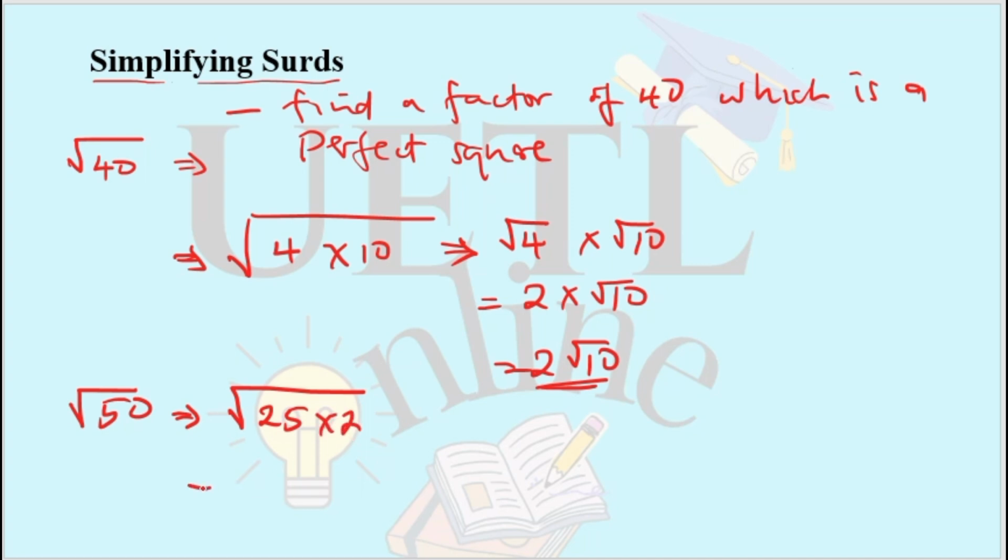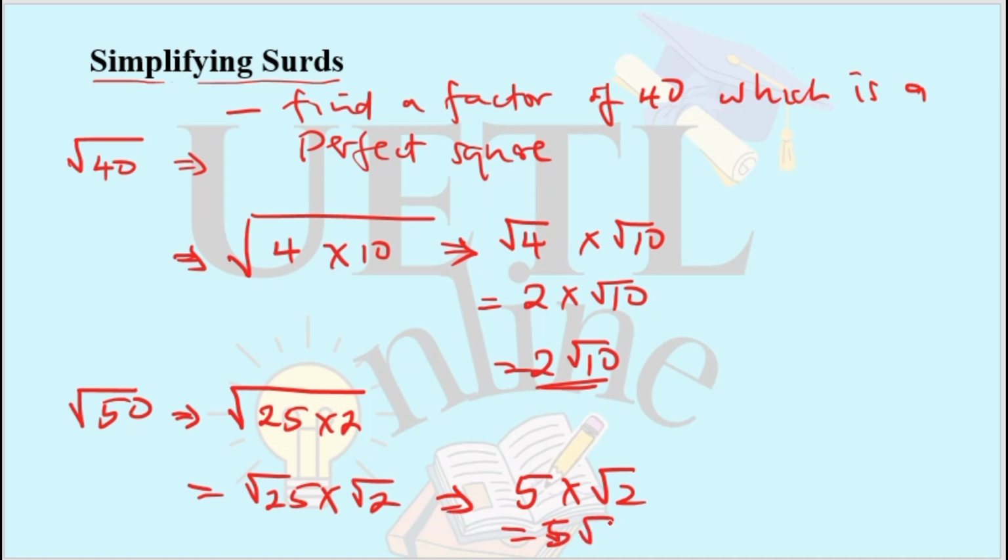Now you split them. It becomes root 25 times root 2. Now you know the root of 25 is 5. So your answer becomes 5 times root 2, which becomes 5 root 2. This is the process of simplifying sets. The first thing is you just have to find the factor which is a perfect square. Then you have to separate it, and then you have to simplify.